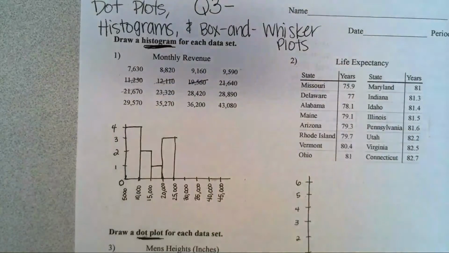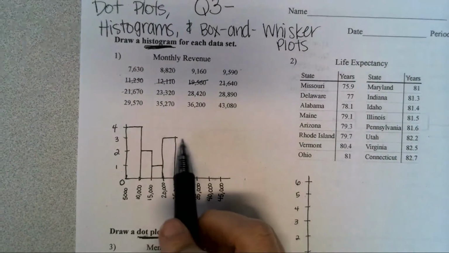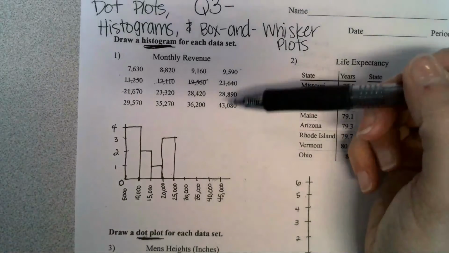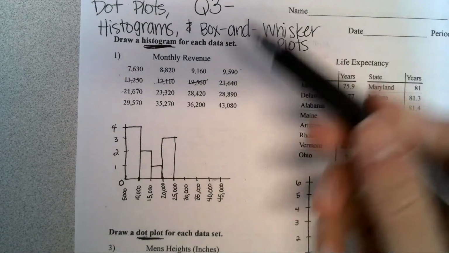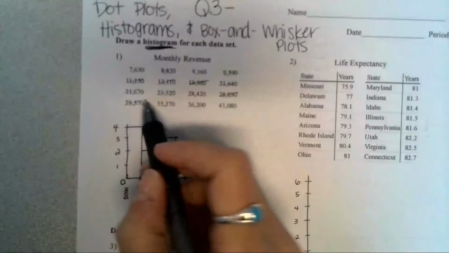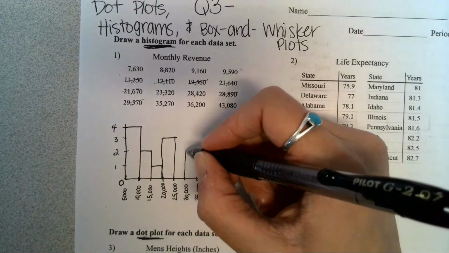And it's okay if they're not perfect. You can see I'm kind of overlapping and drawing my lines too long. You want to do the best you can. 25 to 30,000 is 1, 2, 3. So that's the same height.